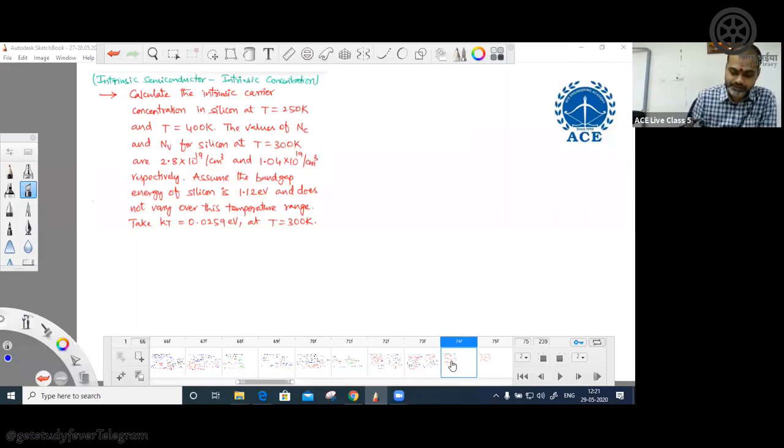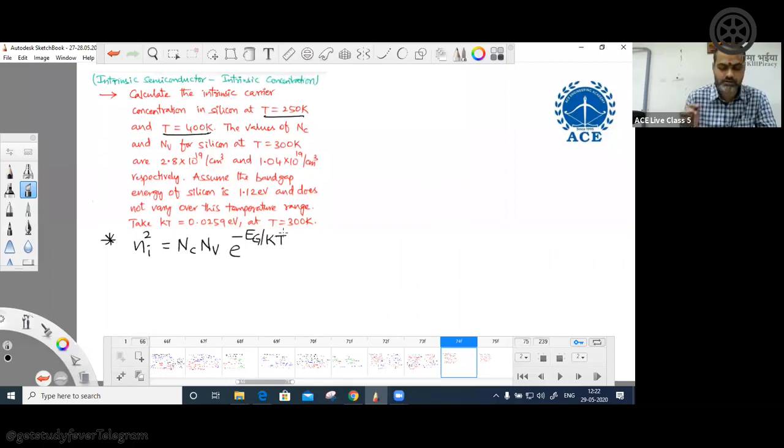Now let me write. So where we need to find out now, 250 Kelvin, 400 Kelvin. The given values are at room temperature. Is it fine? Now we know very clearly what is the formula for Ni. Let me write that, and then we'll go for solving this. So what is Ni or Ni square? I'll write Ni square is equal to Nc Nv into e power minus Eg divided by kT. Yes sir, this is the formula.